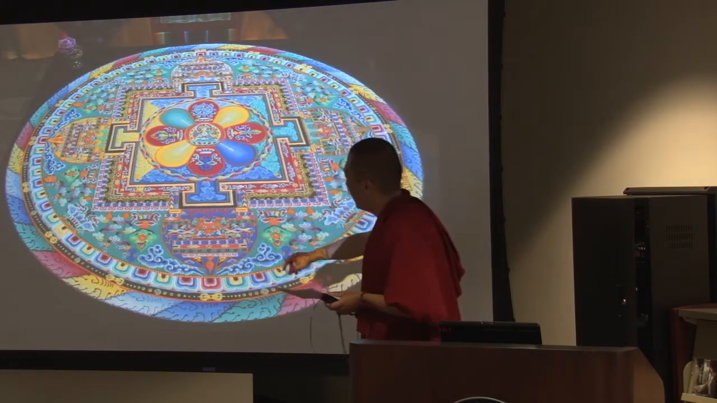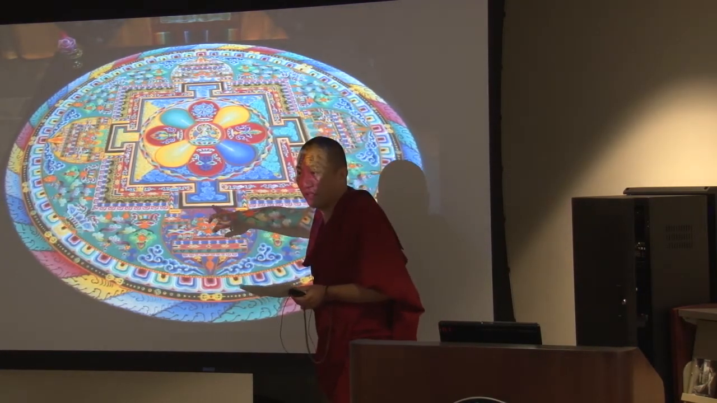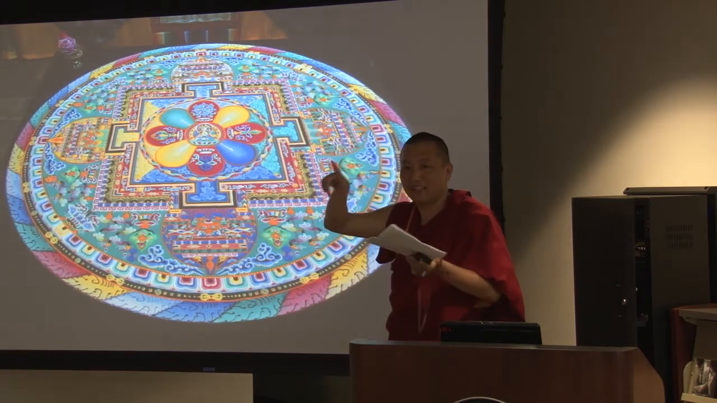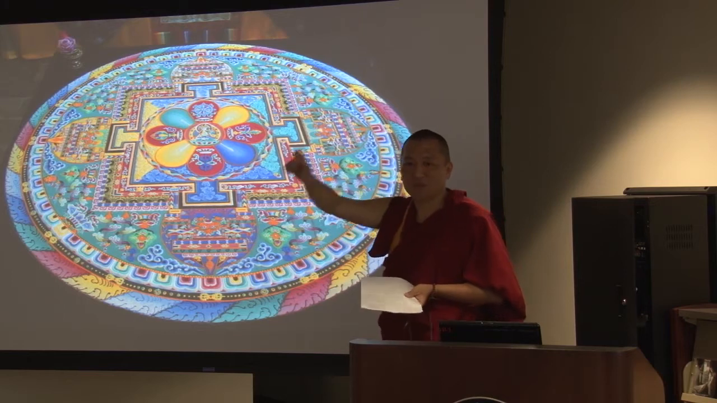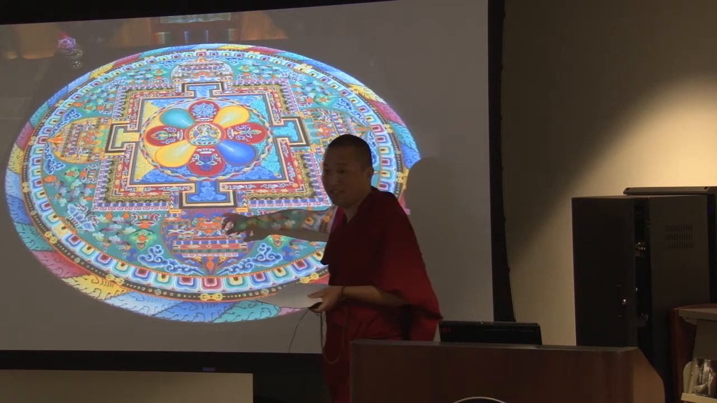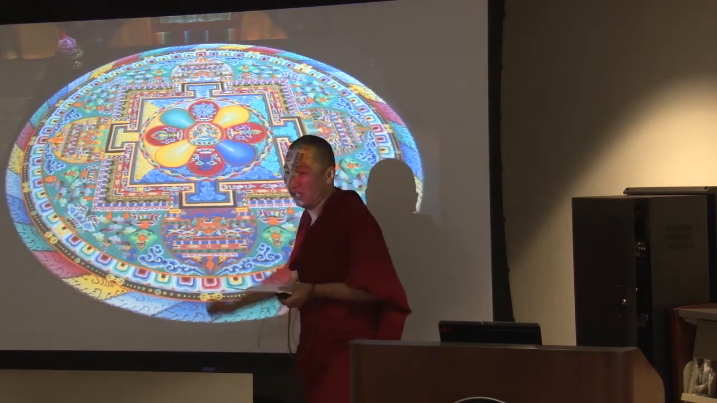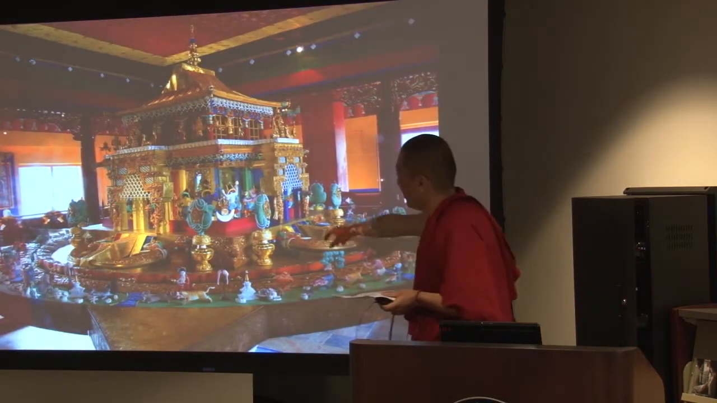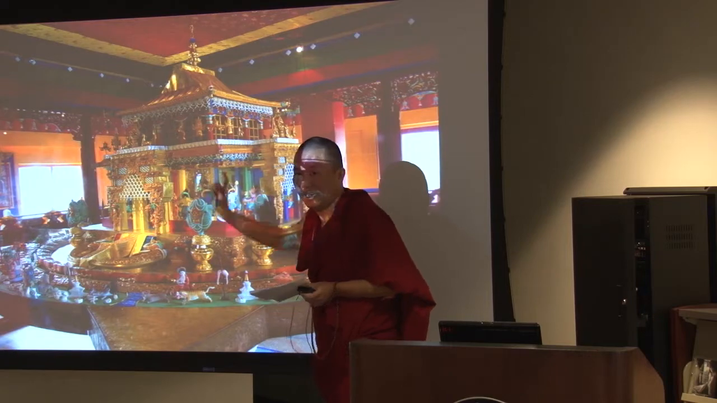Now you can see this is the gate. This is vajra, and on top of the vajra, there's the gate as the entry to the palace. There are 4 gates. 1, 2, 3, 4. And you can see these gates, right?